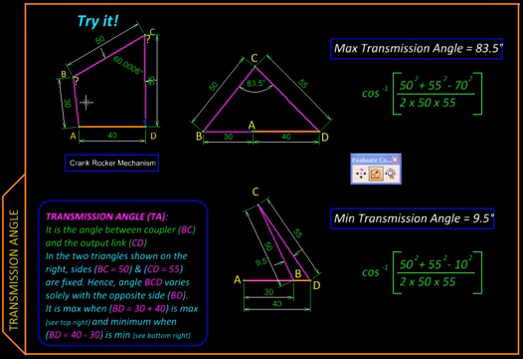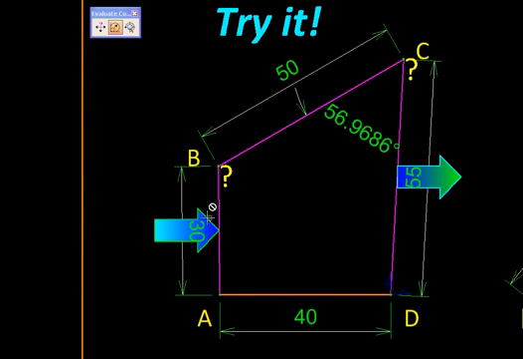For this analysis, we will treat one of the links as the input, where the input force will be applied, and this link as the output, where the output force will be available. This transfer of force from the input to the output link takes place through this intermediate link called the coupler, and in absence of any other forces, the force in the coupler is along its own length as shown here.